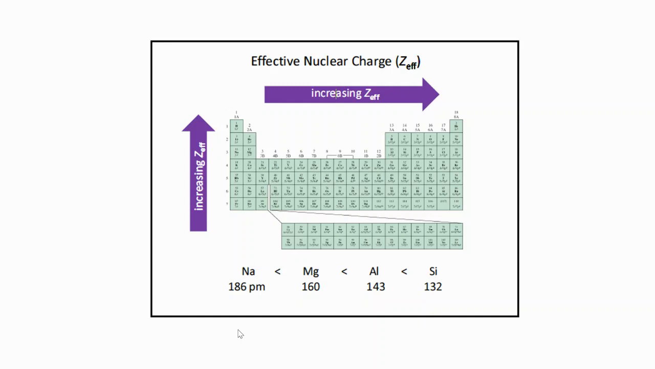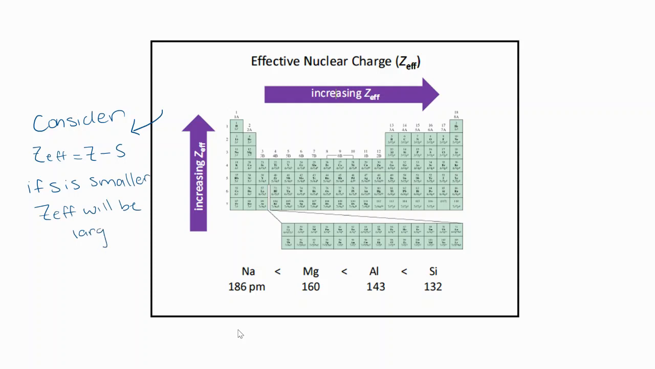Let's have a look at the trends on the periodic table. Consider our equation once again. If S is smaller, ZF will be larger. So essentially what this means is as we have less electron shells, the effective nuclear charge will be greater. So it increases as we work up the groups.